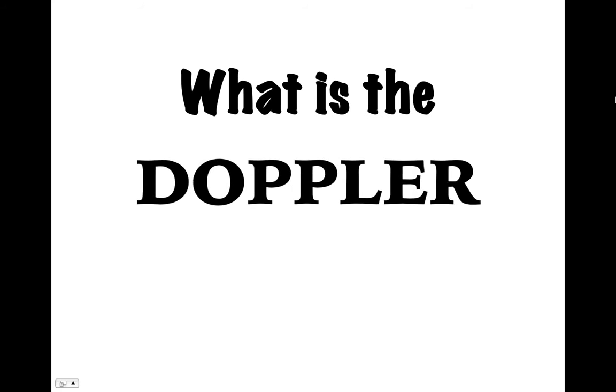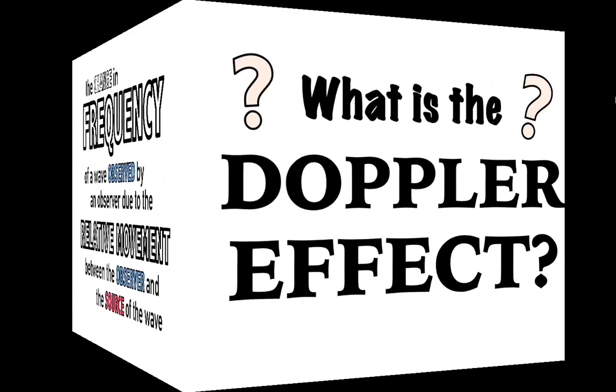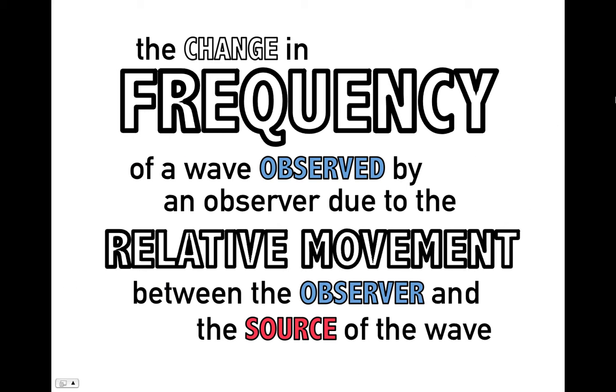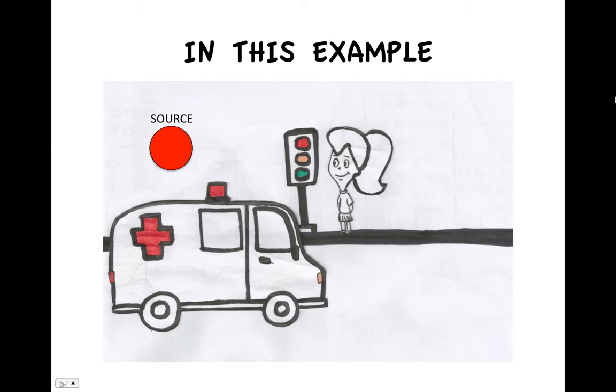What is the Doppler effect? It is the change in frequency of a wave observed by an observer due to the relative movement between the observer and the source of the wave. In this example, the ambulance is the source of the sound and the pedestrian is observer A.